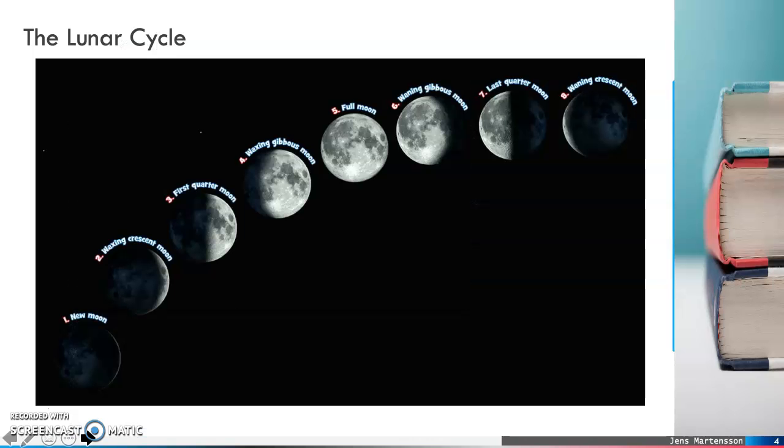Today we will be discussing the lunar cycle. There are 8 stages in the lunar cycle, and each stage is referred to as a phase of the moon. The complete cycle takes about 29 and a half days to complete. And we see the different shapes because the moon does not emit or shine light. Instead, it reflects the light from the sun.